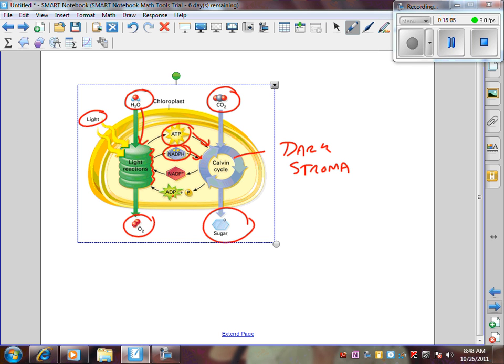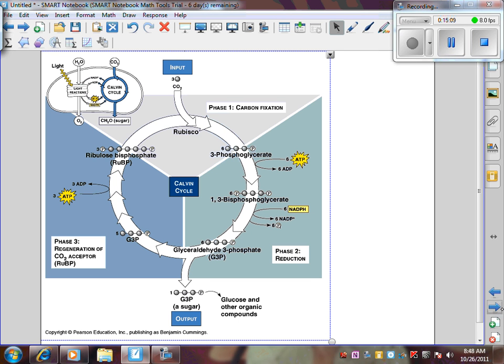All right, so let's turn our attention to the Calvin cycle, which is the dark reaction. So the dark reaction, Calvin cycle, once again, happening in the stroma, right? Our inputs in here, CO2, right? And out comes this G3P molecule.